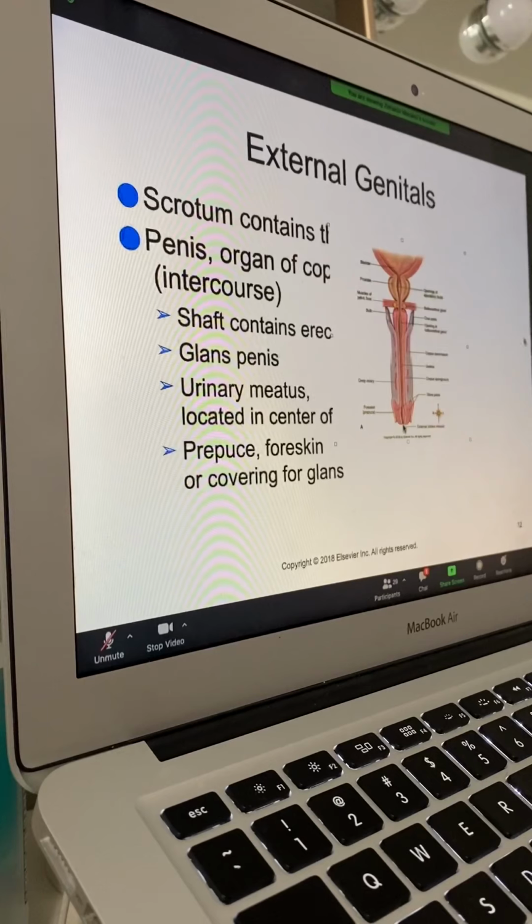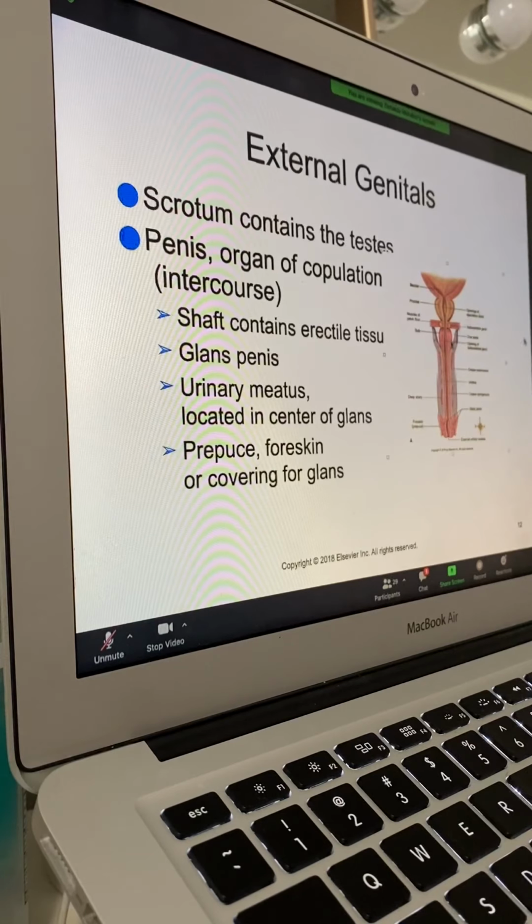So if the boy has phimosis, they do circumcision so that the glans penis can be cleaned. The secretions of the glans penis can be cleaned. Any questions on the parts, the external genitals?